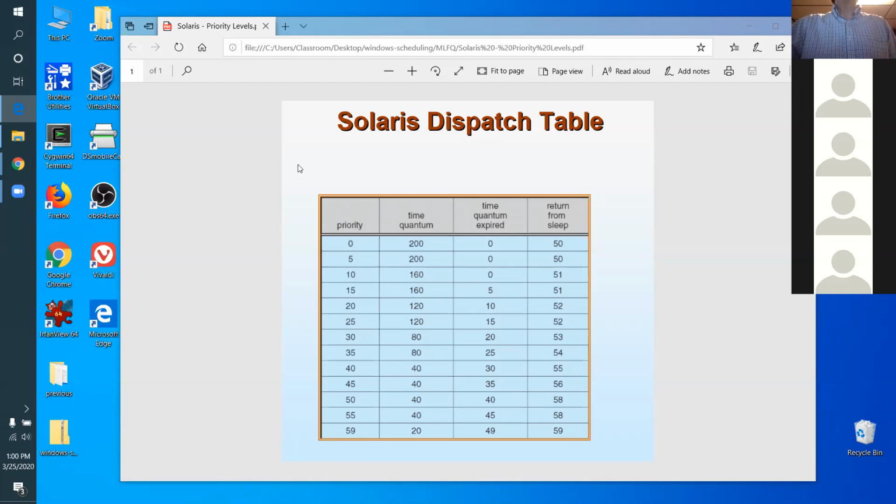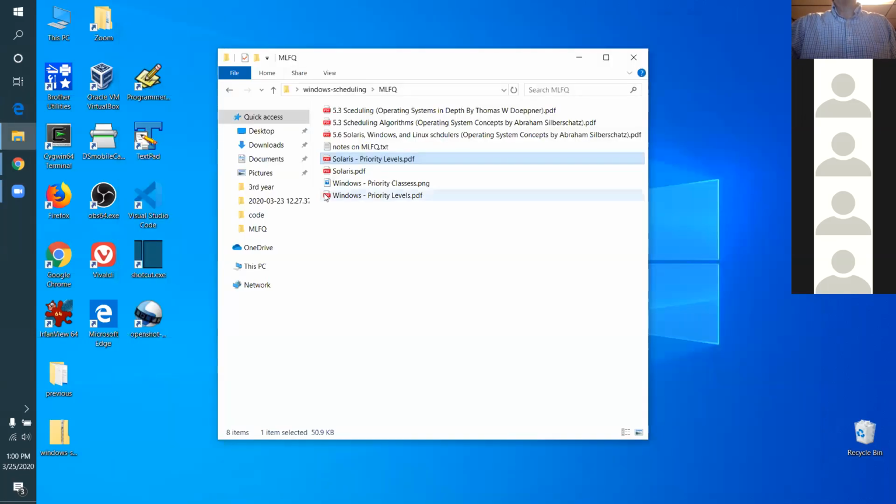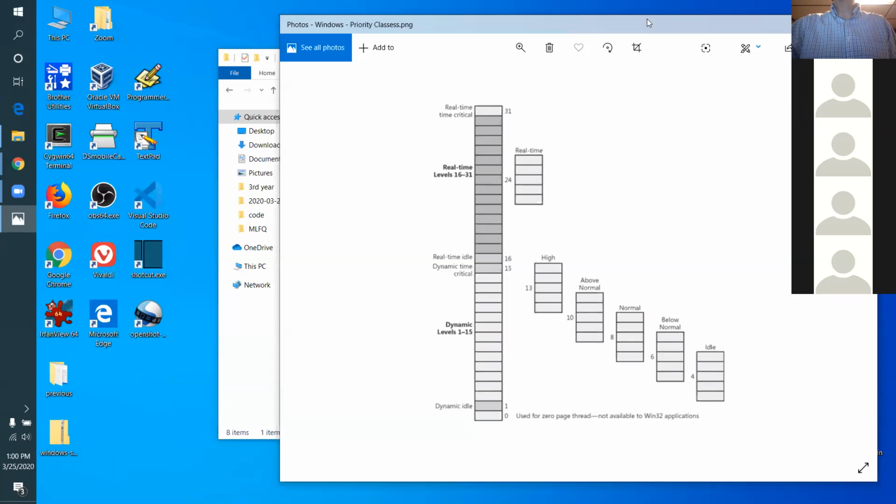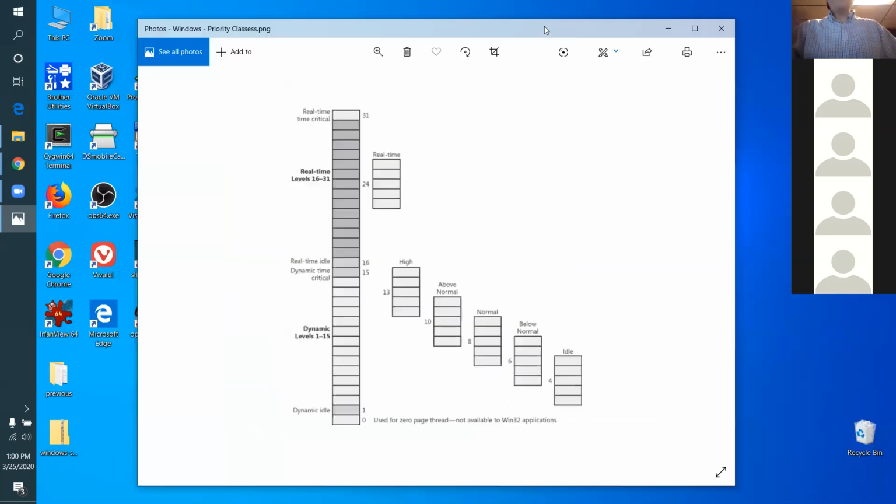Now, what about Windows? Let's look at how Windows has the same kind of idea. Here's a similar picture for Windows. Unfortunately, this picture doesn't say anything about time quantums. I can't find the information on Windows time quantums. So this shows you the priority queues. Windows being Windows, everything's a mess. Windows has 31 priority queues, and it doesn't use half of them.